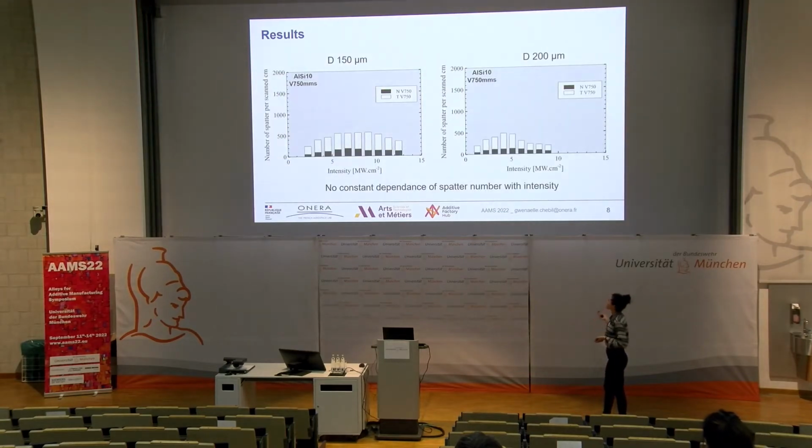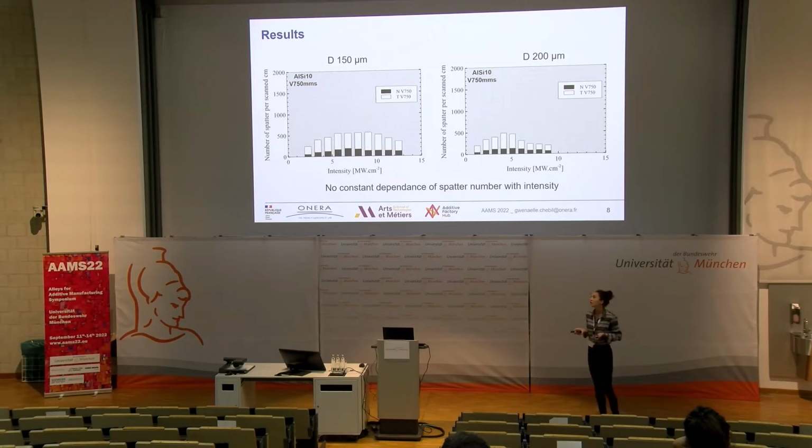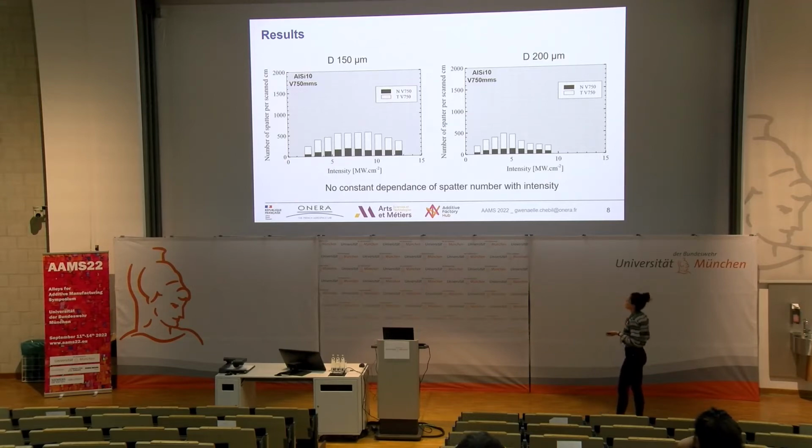Then for each point you've seen before on the process map, we tried to analyze the spatter pattern. First we saw that for each spot size, each speed, and every parameter, when we increased the intensity, we didn't have a constant increase in the spatter ejection. First we have an increase, true, when we increase intensity we have more spatter, but then we always had a decrease at some point, and we observed that every time.